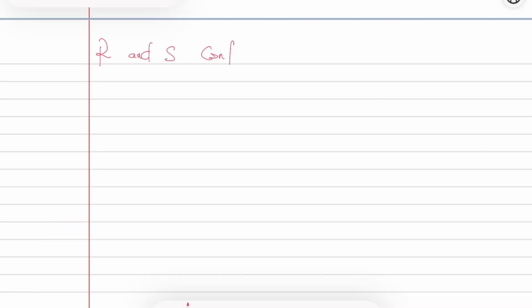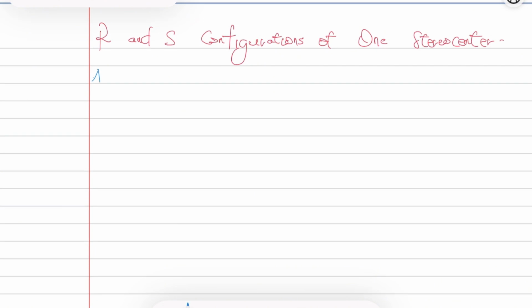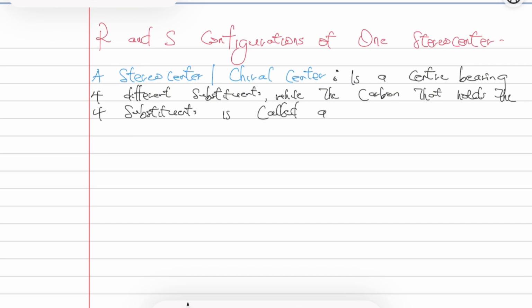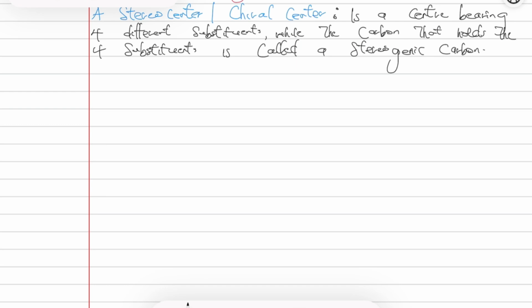Hello everyone. Today we'll be discussing R and S configurations of one stereocenter. Before we proceed, let us define the meaning of stereocenter or chiral center. By definition, a stereocenter or chiral center is a center bearing 4 different substituents, while the carbon atom that holds the 4 different substituents is called a stereogenic carbon.